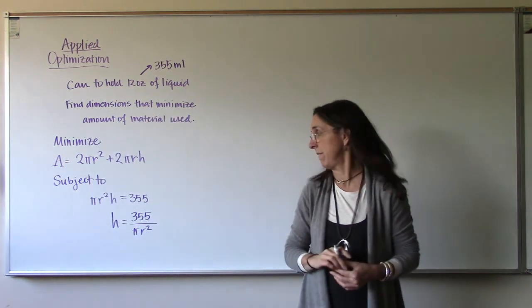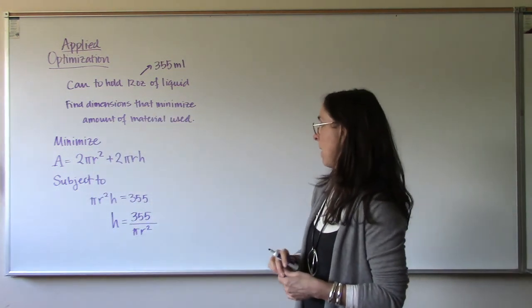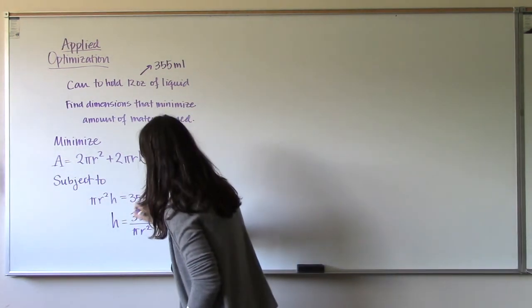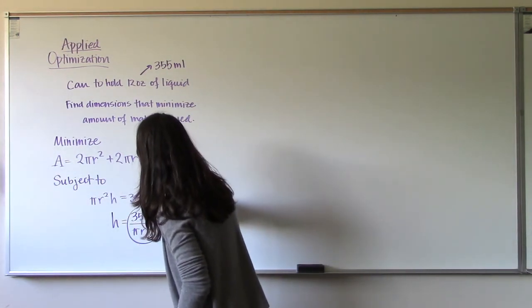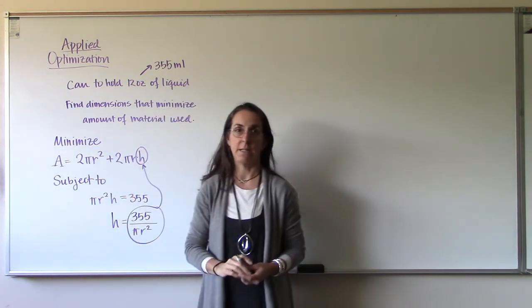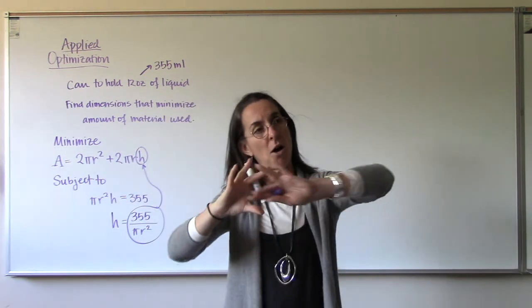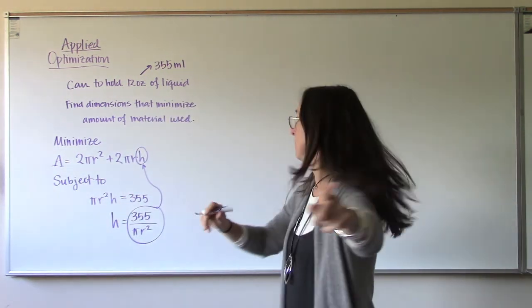Okay? So if pi r squared H is equal to 355, then H is equal to 355 divided by pi r squared. And now we can take this and put it in here. And then we can write A all in terms of R. Okay?